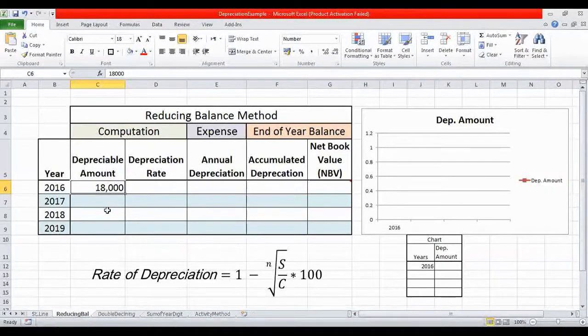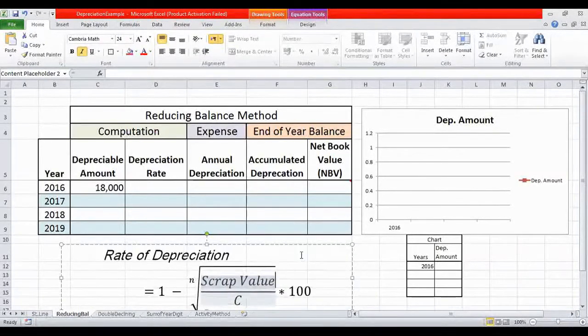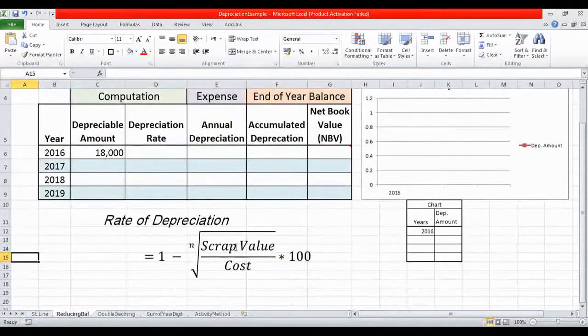Now, in this case, when we are going to calculate the depreciation rate, the formula is given to us over here. It is 1 minus the nth root of scrap value over cost. This S represents scrap value, and this C represents the cost. So the formula becomes something like this: rate of depreciation is equal to 1 minus nth root of scrap value over cost, times 100.